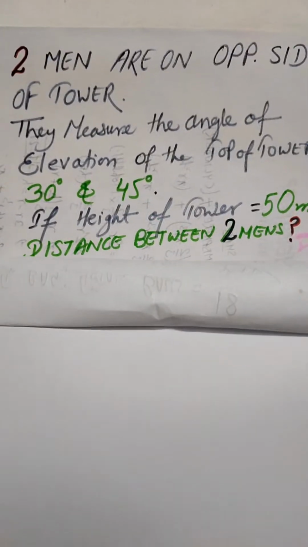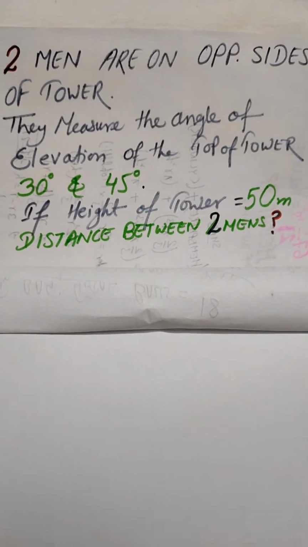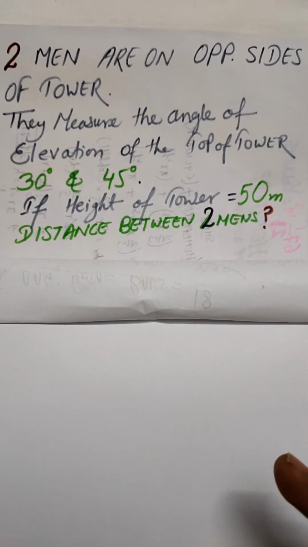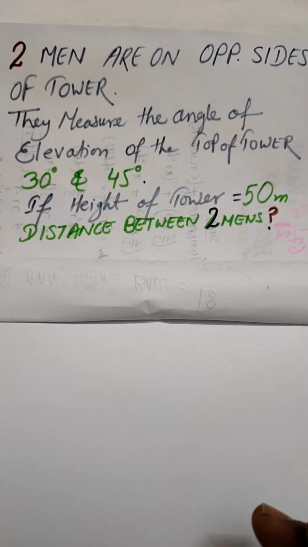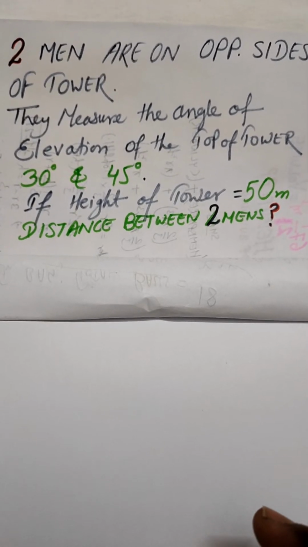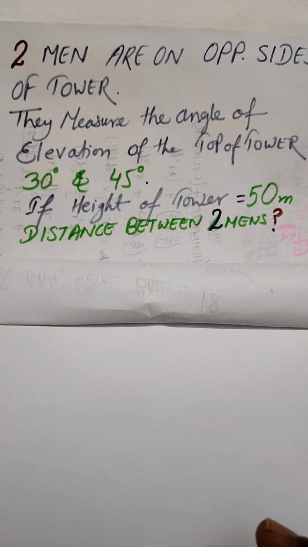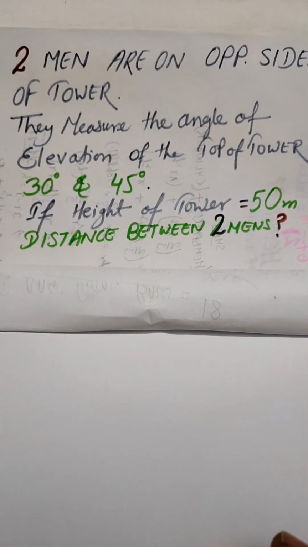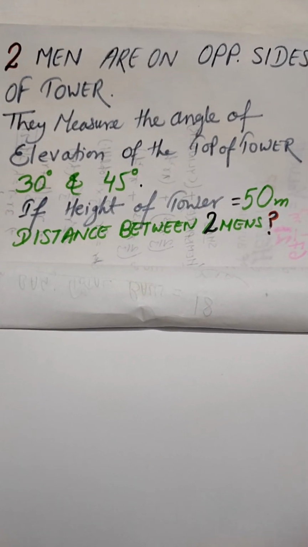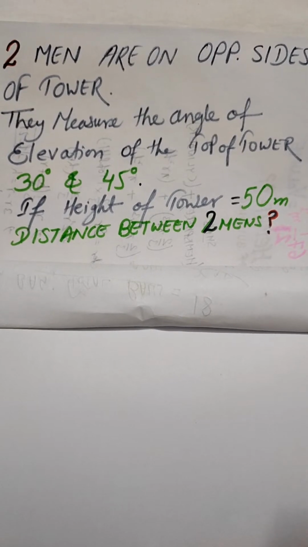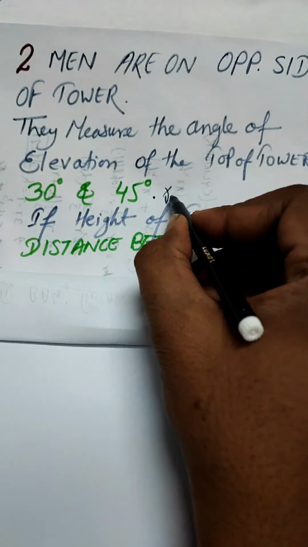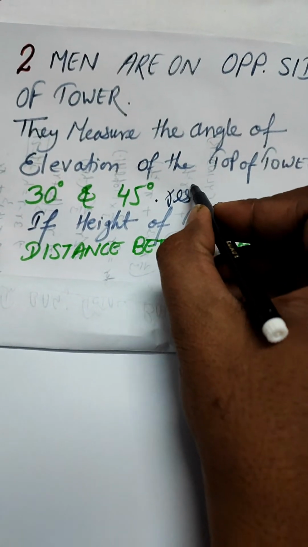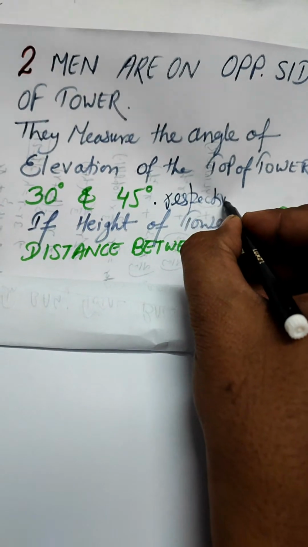Here I have taken one question where two men are on opposite sides of a tower. The measure of the angle of elevation of the tower is given as 30 degree and 45 degree respectively. If the height of the tower is 50, what will be the distance between the two men?